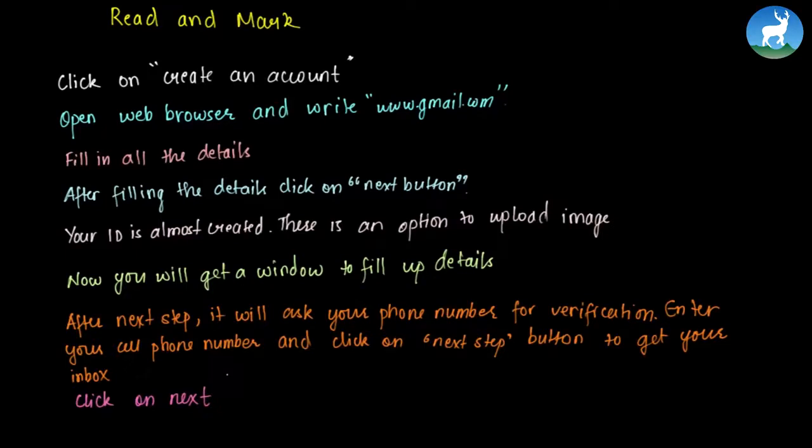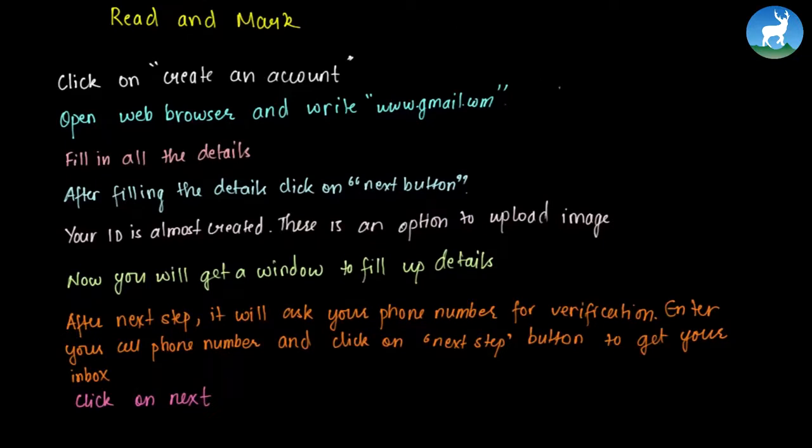Now you will get a window to fill up details. So this is probably the continuation to click on create an account. After next step, it will ask your phone number for verification. Enter your cell phone number and click on next step button to get your inbox. This must be towards the end as well, and then click on next.